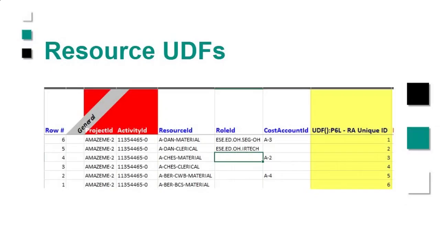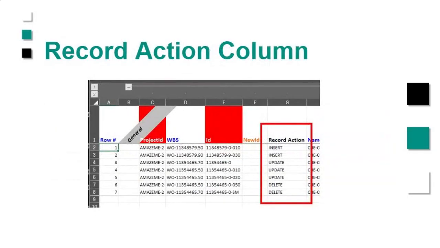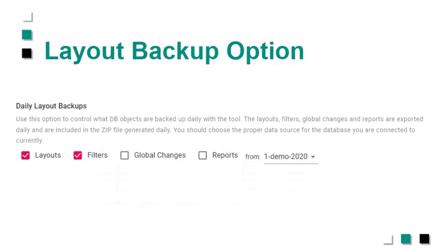With the resource UDFs, these are automatically created when you pull out your file, and then you can manipulate them as you go along. And then with our record action column, of course, you can put in each row what you expect to happen on that row, just as an added form of control. And then, of course, our layout backup option.